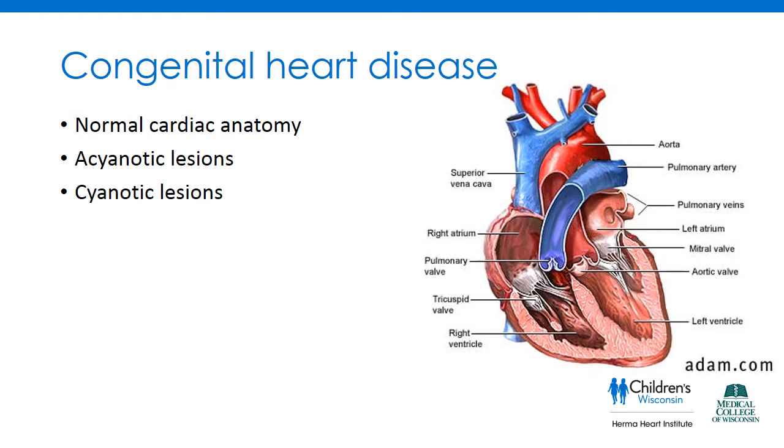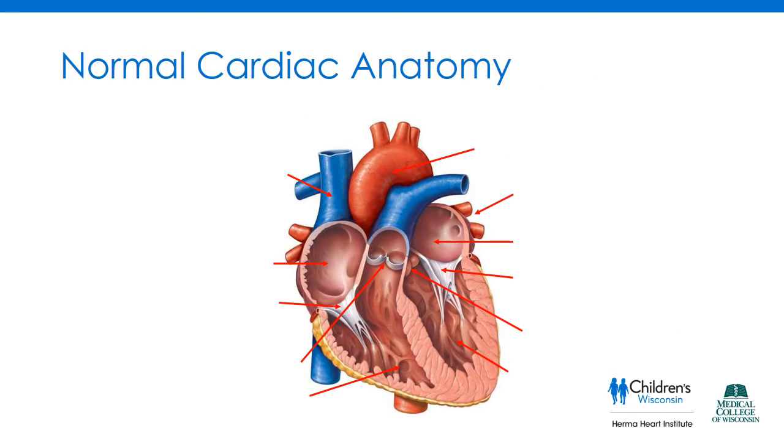So once again, the main thing we're going to talk about today is congenital heart disease. We're going to go through normal cardiac anatomy and then talk about some lesions. As I said, we're going to divide those into acyanotic lesions and cyanotic lesions. So let's first go through cardiac anatomy.